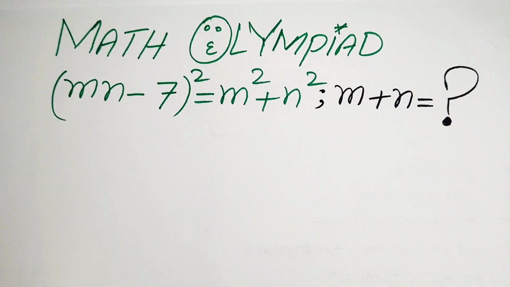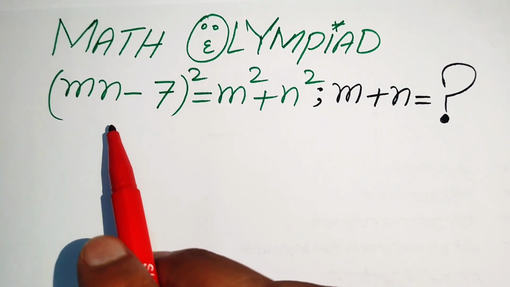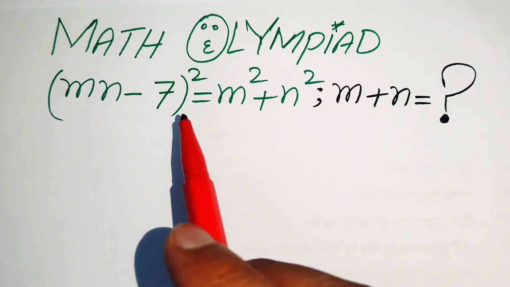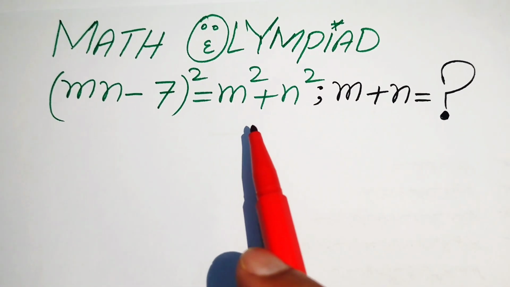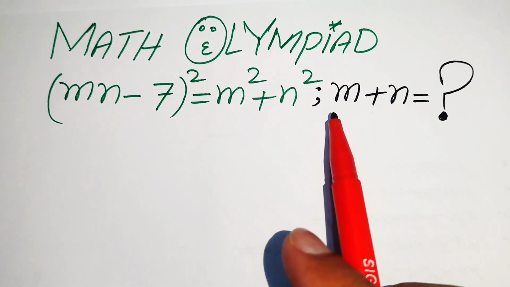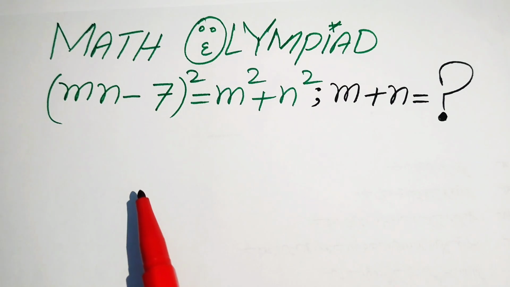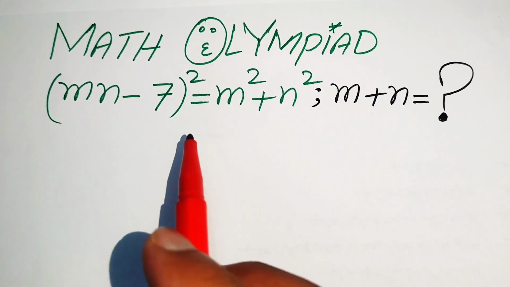Hello everyone, welcome to solve this math Olympiad algebra problem. Here we have (m times (n minus 7)) whole square is equals to m square plus n square, and in this question we find the value of m plus n.